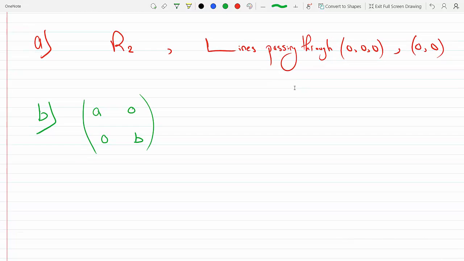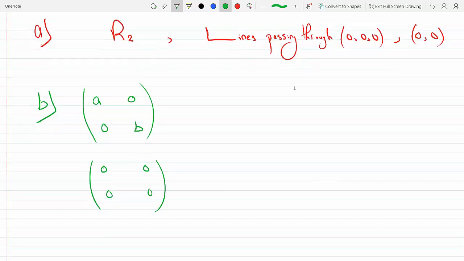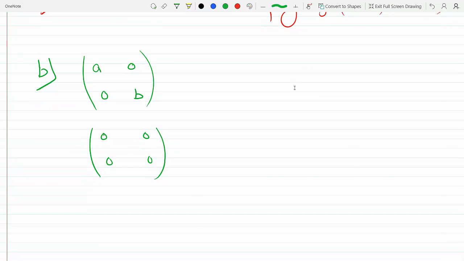Well, first, we know that the zero matrix, 0, 0, 0, 0, is a subspace. That's one answer, because it's a diagonal matrix. If we were to multiply it by any constant, and add it to another such matrix, 0, 0, 0, 0, multiplied by any other scalar, we will get a diagonal matrix. So it's closed under addition and multiplication.